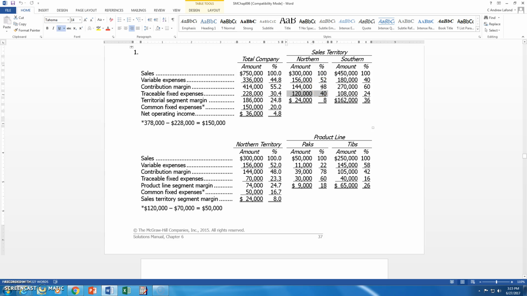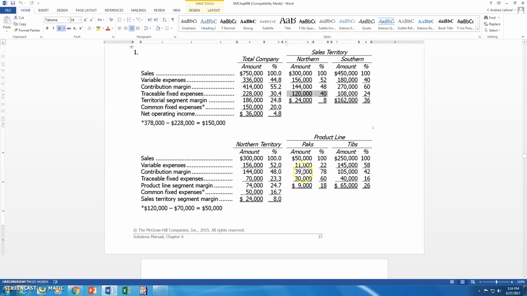Part 3 of this problem asks us to look at the statement we prepared showing the Northern Territory segmented by product lines, and it asks us what insights revealed by the statement should be brought to the attention of management. When we look at this second contribution margin income statement, two insights should be brought to the attention of management. First, the Northern Territory has a pretty poor sales mix.